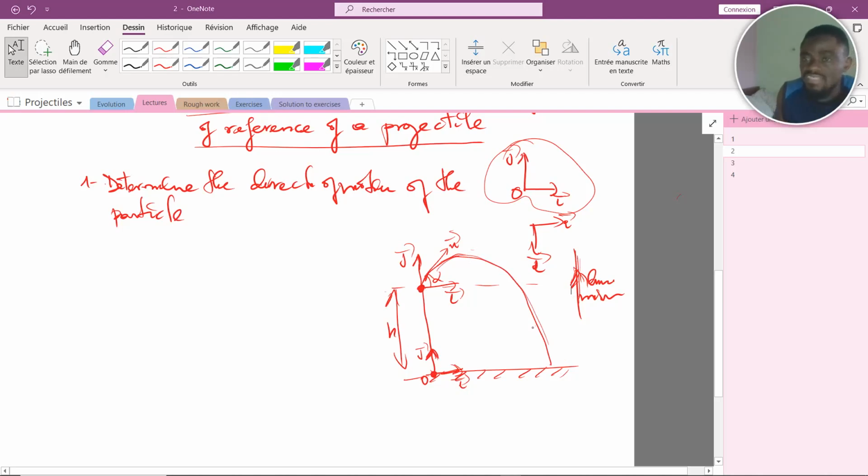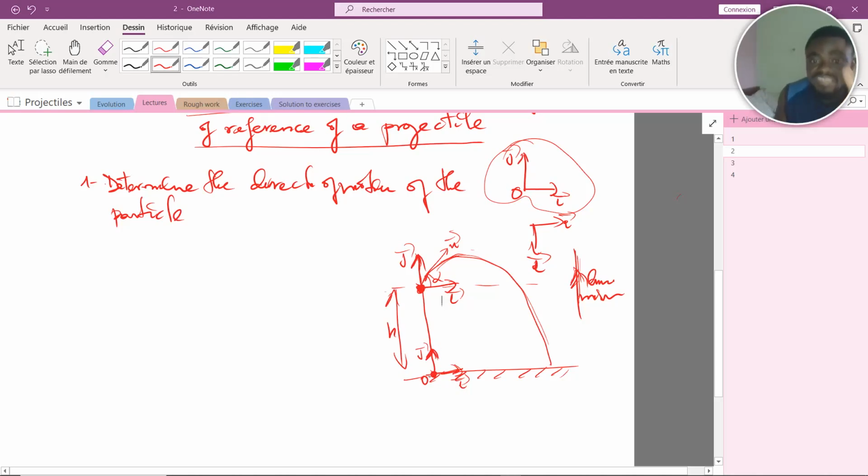And in the exercise, it is not said to take a certain point as origin of reference. I told you, when no information is given about which point you should take as origin of reference, always take the point from where the particle is projected as the origin of reference.